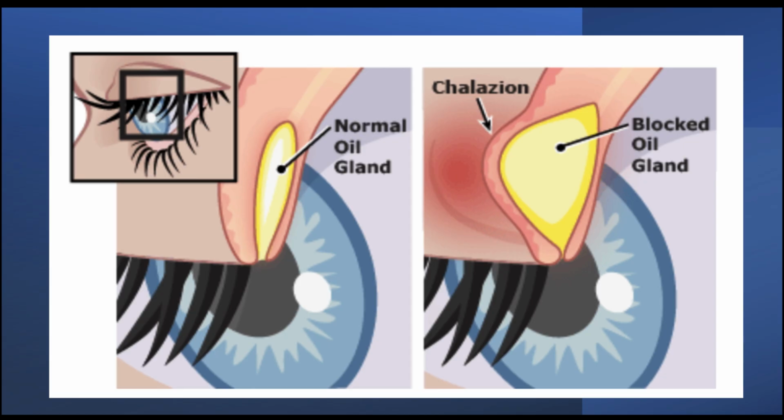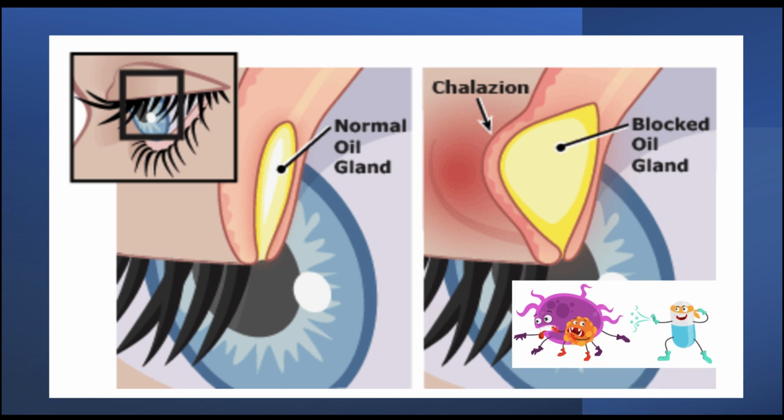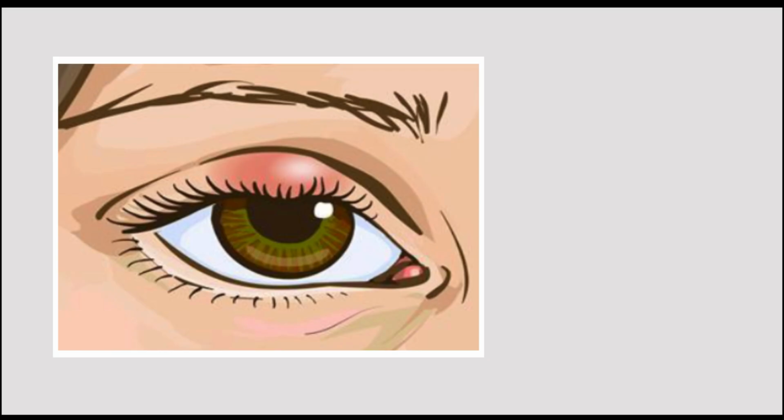When a blockage occurs in one of these glands, the natural flow of oil from the gland is hindered. As a result, the oil accumulates and leads to swelling and irritation of the surrounding tissue. Normally, oil flows into the tear film, but when it gets trapped in the tissue, our immune system identifies it as a foreign material. This triggers an immune response, causing inflammation and the subsequent swelling of the eyelid to fight this foreign body, which is our own oil that is trapped in the tissue.